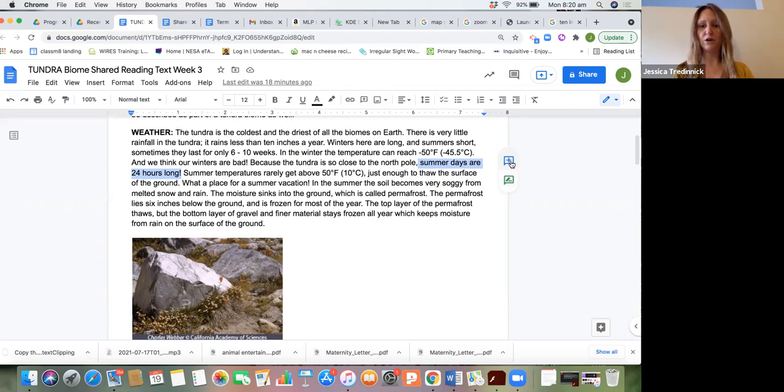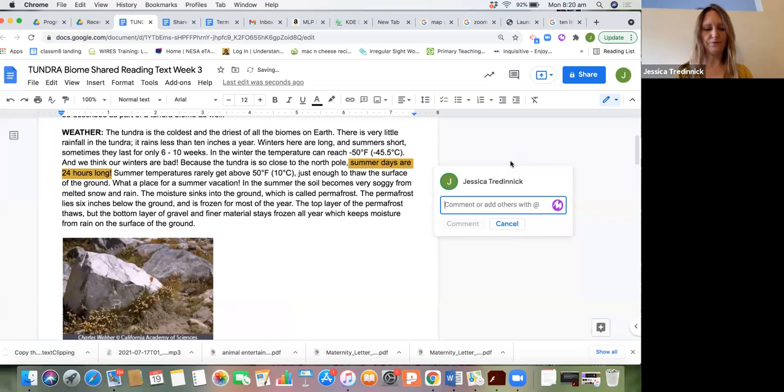So I'm going to put a comment here that using this evidence, I can make the inference that there is no nighttime during summer in the tundra. And that's because we know that one day and one night is 24 hours. So that would mean that there would be no nighttime if it's all day.